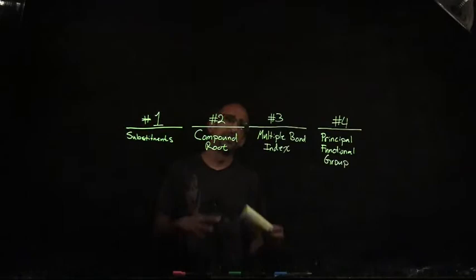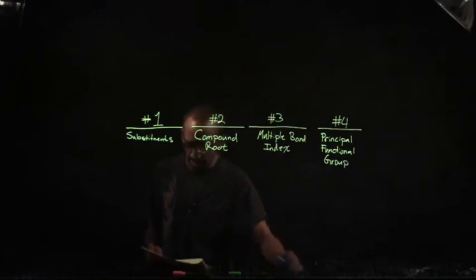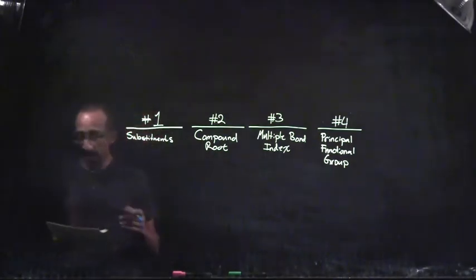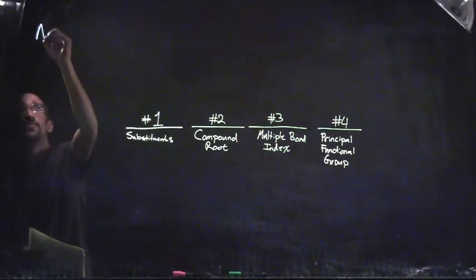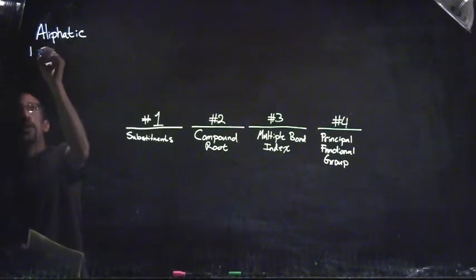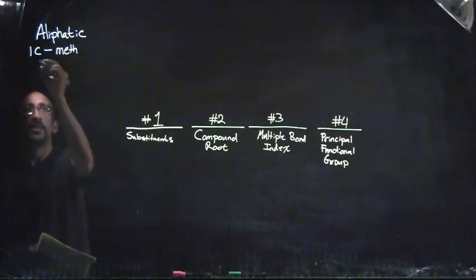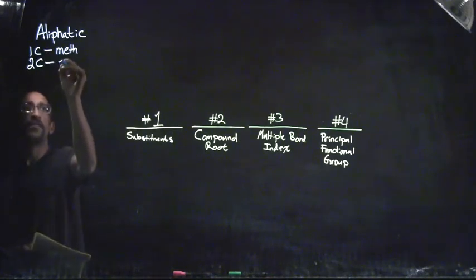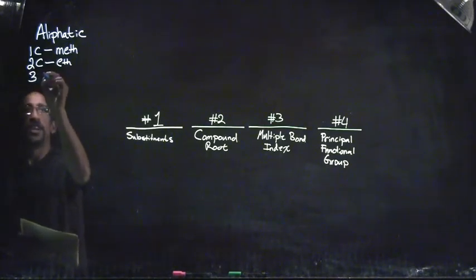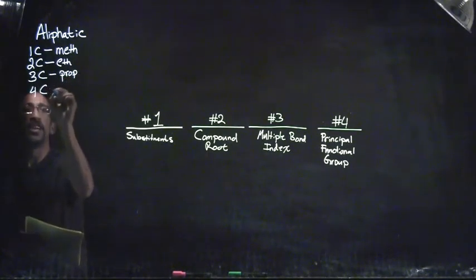Okay, so I went through an example just to show you kind of how this works, and now I'd like to get into a little bit more of the details. So the first thing, right, is just knowing how do we derive these compound root names. So for aliphatic compounds, a 1-carbon chain is going to have the compound root meth. 2-carbon chain, eth. 3-carbon chain, prop. 4-carbon chain, but.